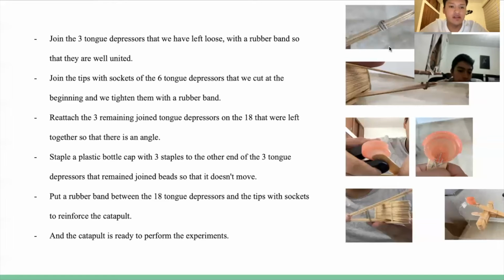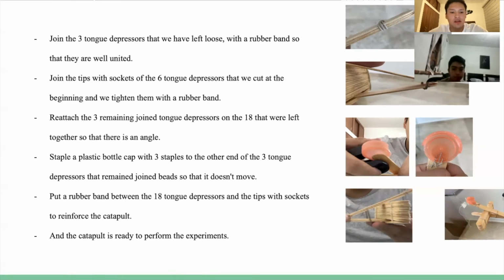Then we're going to join the three tongue depressors that we have left loose with a rubber band, so they are well united. Then we're going to join the teeth with the socket. So the six tongue depressors that we cut at the beginning, we tighten them with a rubber band. We attach the three remaining joined tongue depressors to the 18 that we left together so that there is an angle.